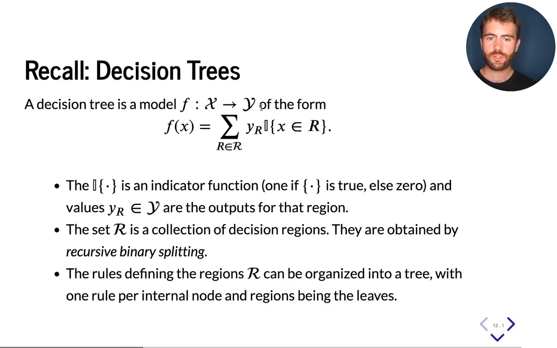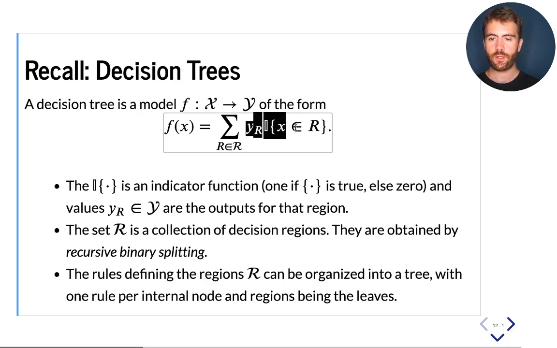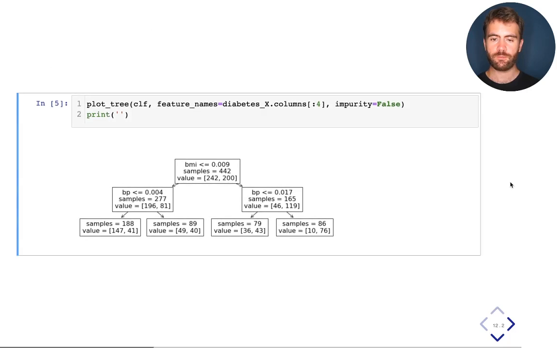Recall that I defined a decision tree as a function that has the following form. The decision tree implicitly breaks up the feature space X into a set of disjoint regions. Each of them is denoted by R, and their collection is denoted by script R. When we're given an input X, this X will belong to one of the regions, and this indicator function here will be non-zero at one of the regions and 0 everywhere, and therefore we will output the prediction Y.